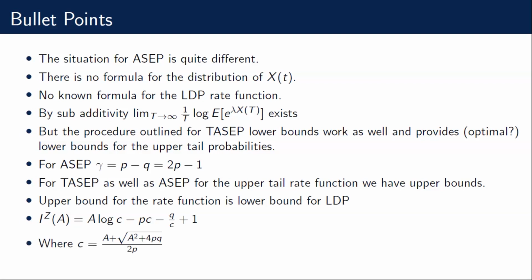So C is computed to be the optimal way of doing it: P is pushed up to PC and Q is pushed down to Q over C, and C is this combination.